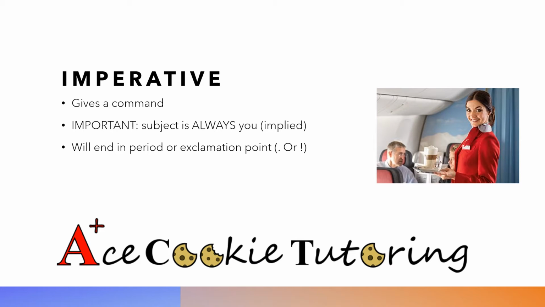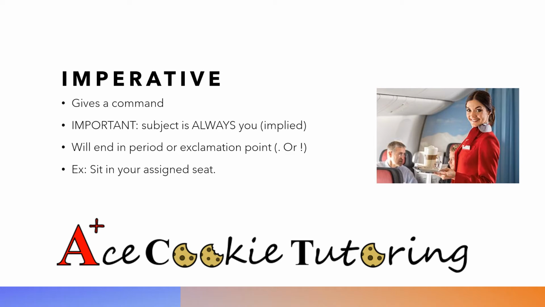So you won't see the word you, and you won't see anybody's name or a noun or a pronoun, which is a subject. You just have to know it's an implied you. Now, another tricky part about imperative sentences, they can end in periods or exclamation points. Okay, so you kind of have to keep your eye out. So let's look at some examples.